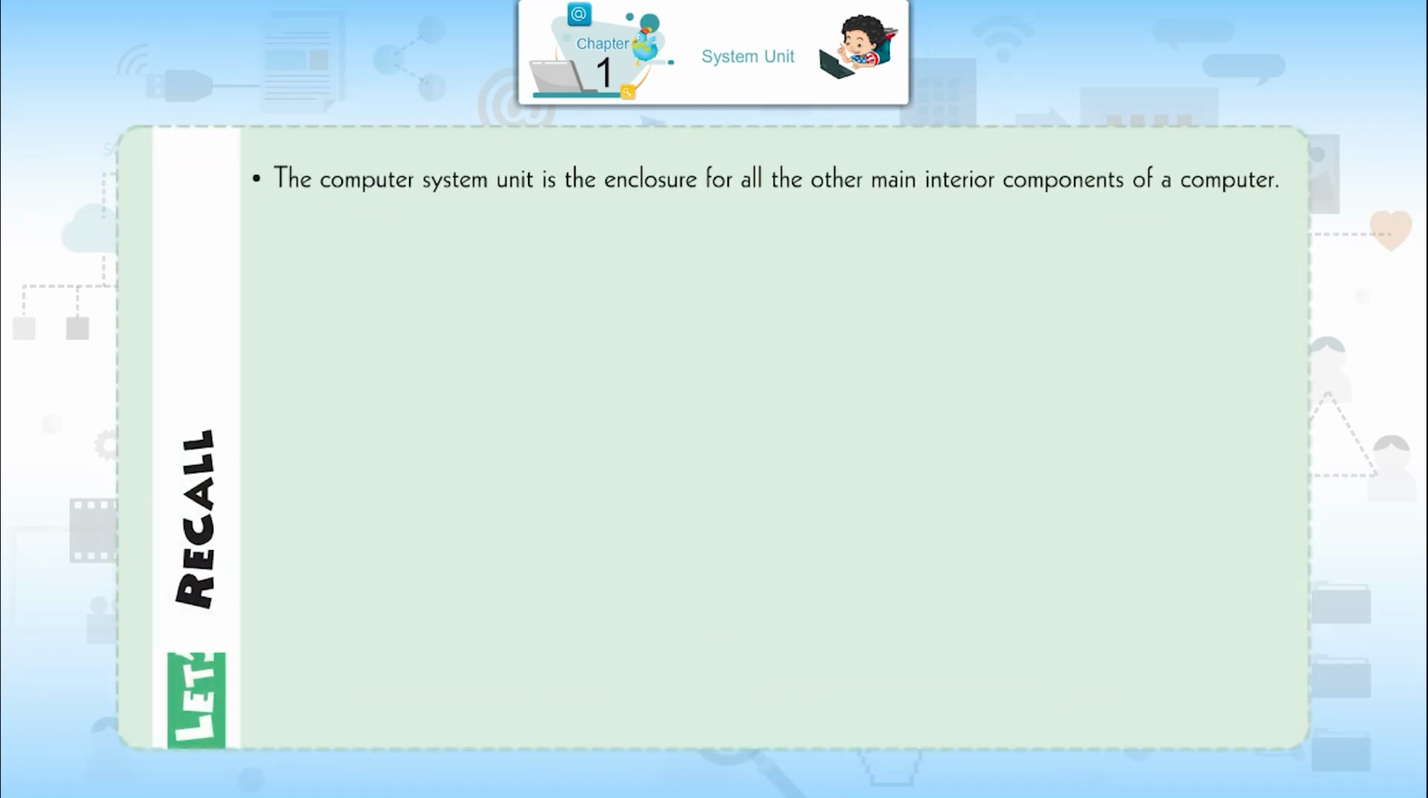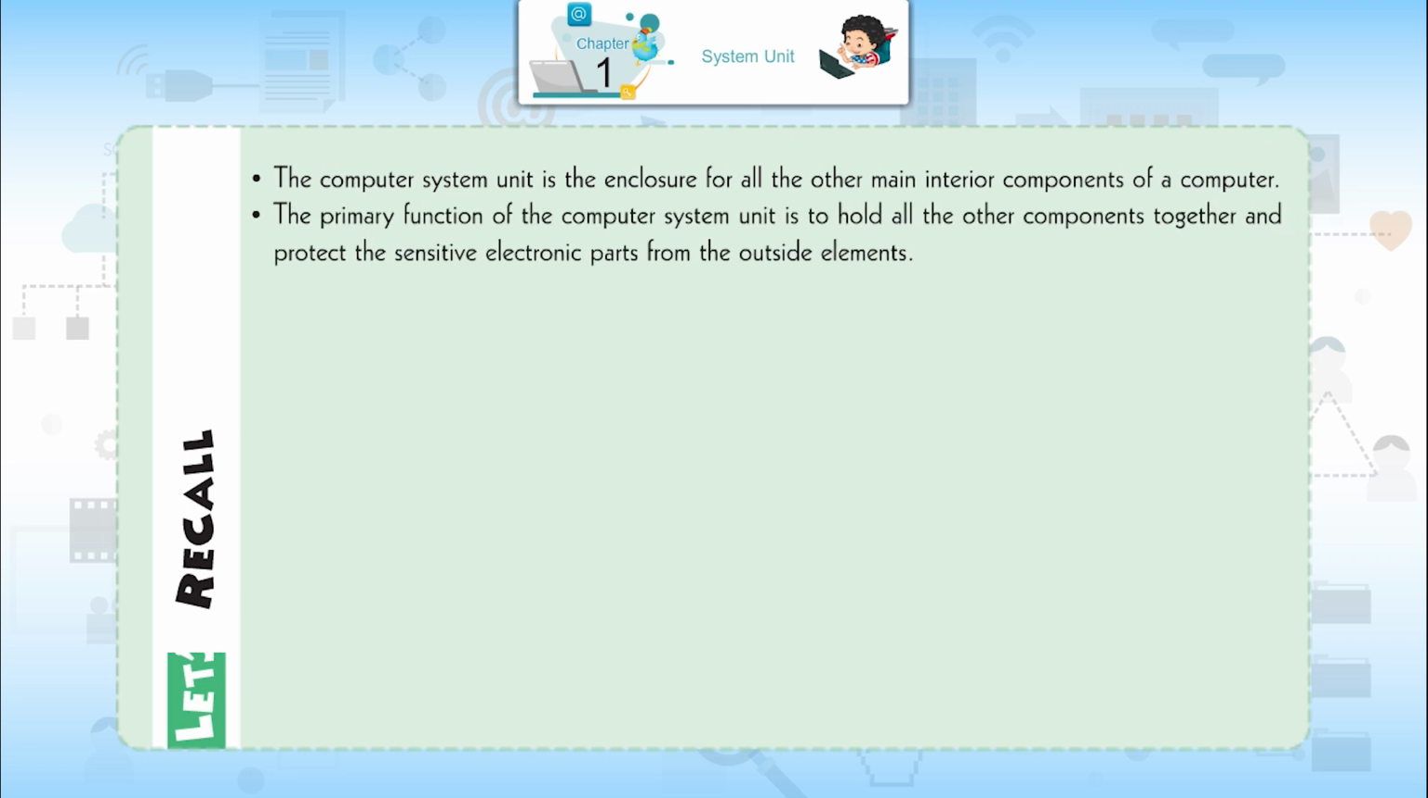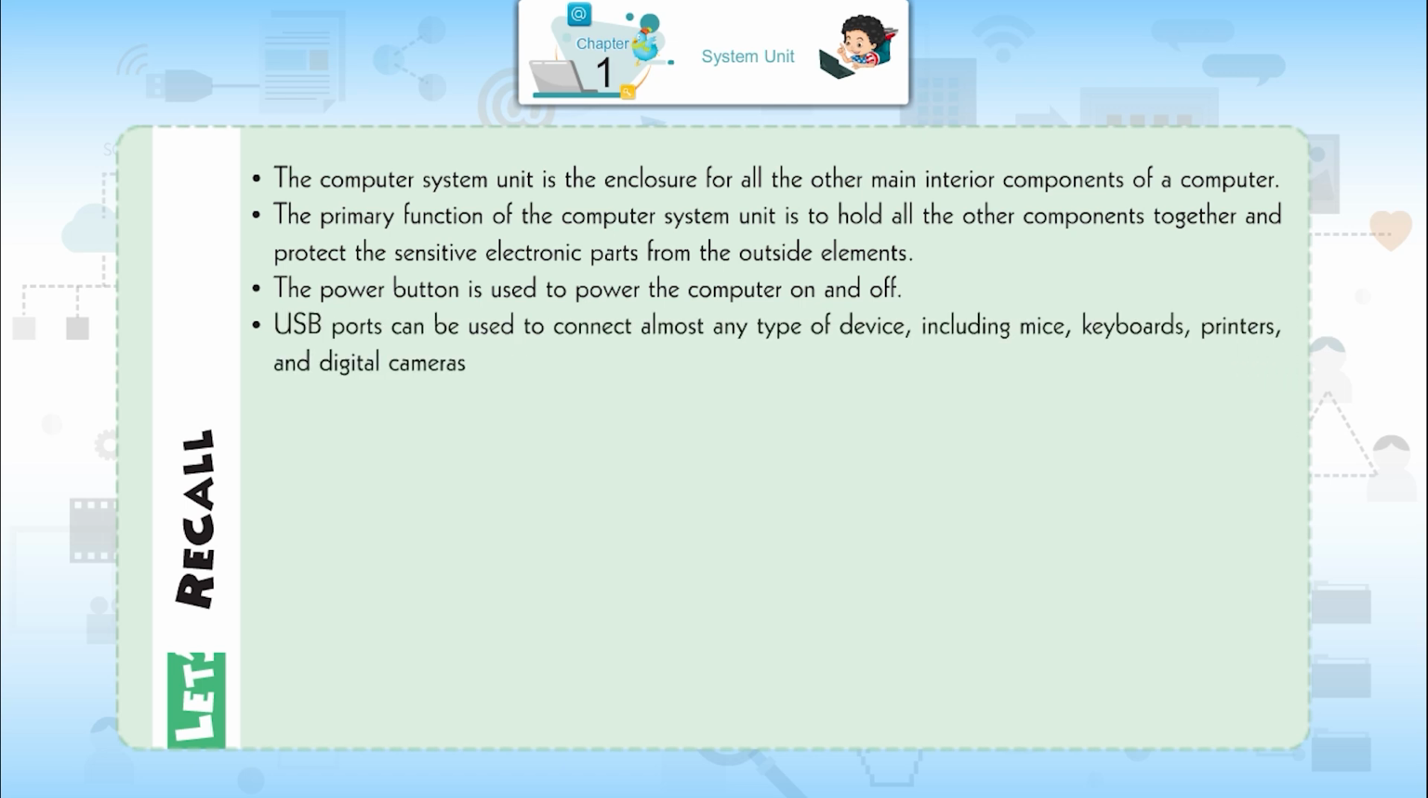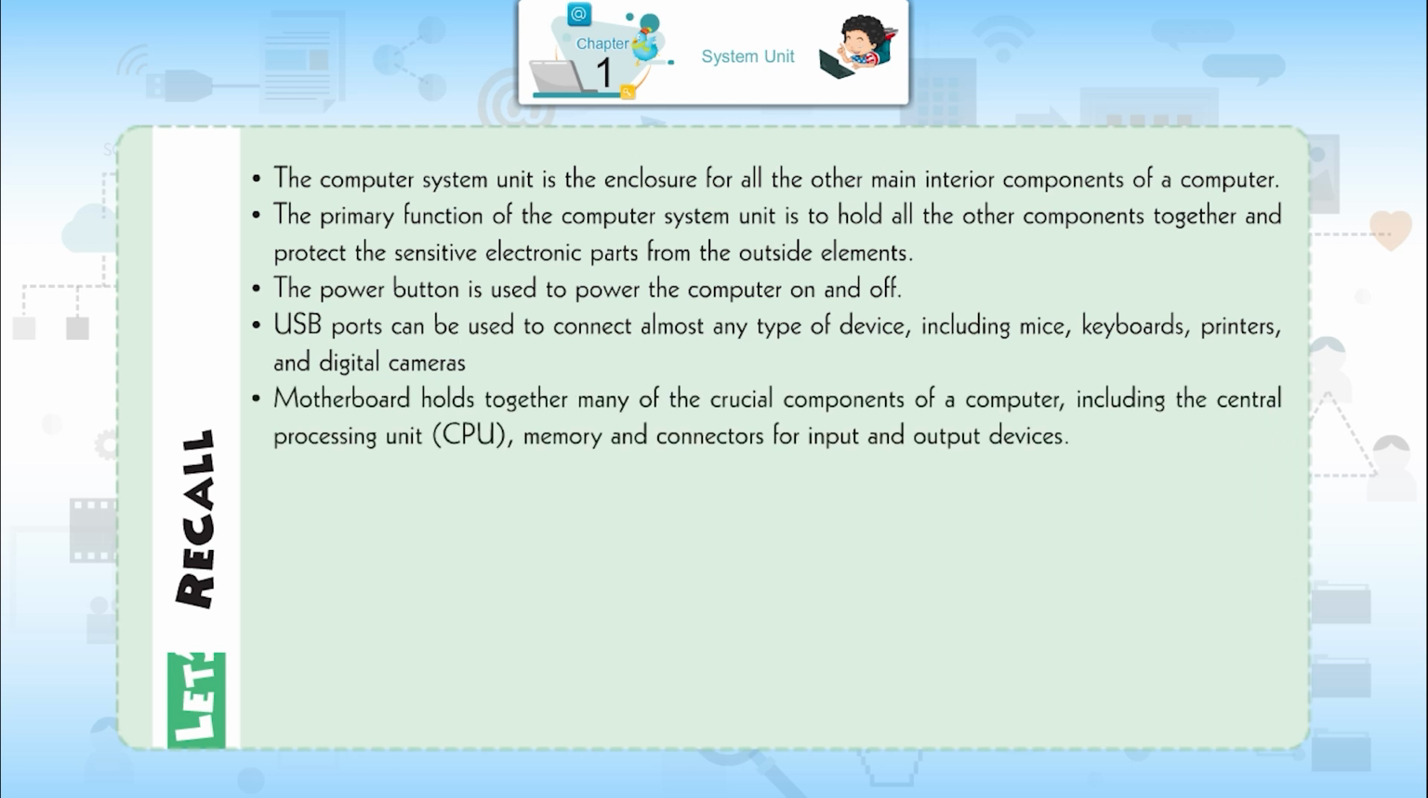Let's recall. The computer system unit is the enclosure for all the other main interior components of a computer. The primary function of the system unit is to hold all the other components together and protect the sensitive electronic parts from the outside elements. The power button is used to power the computer on and off. USB ports can be used to connect almost any type of device, including mice, keyboards, printers, and digital cameras.